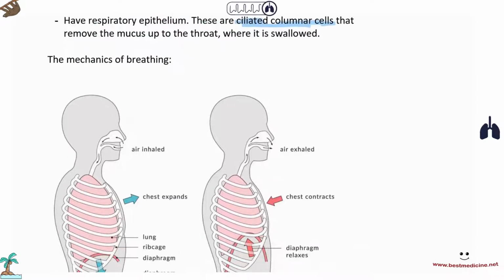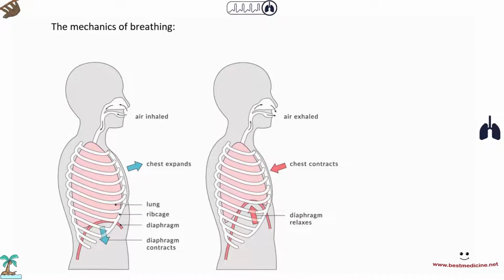So the mechanics of breathing. This is a low yield topic. This is not a very high yield part of AQA GCSE, but basically the way breathing works again is the diaphragm. The diaphragm is a muscle that is present right below the lungs. When the diaphragm contracts, right, it flattens down.